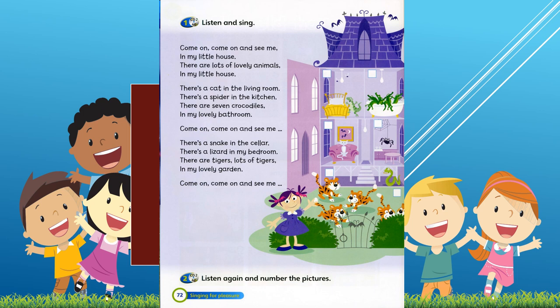Student's book, page 72. 1. Listen and sing.